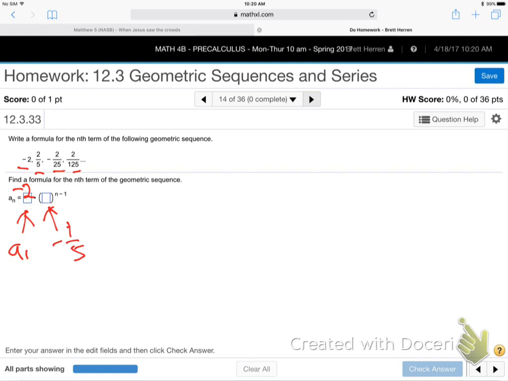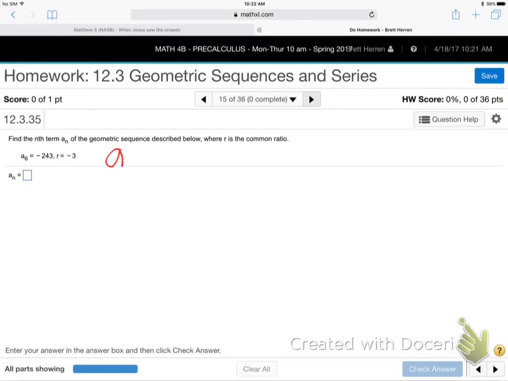Does that make sense on that? Right, because if you take -2 and you multiply it by -1/5, you get positive 2/5, which is indeed the second term, and on you go. Multiplying by a negative. Enough said. Let's see.